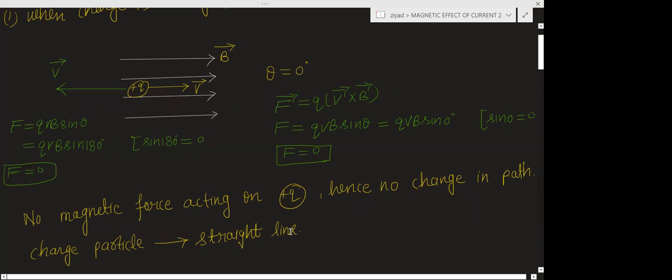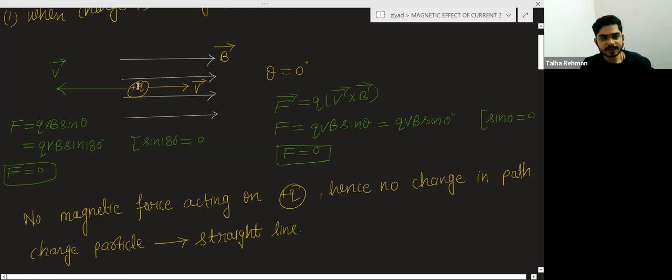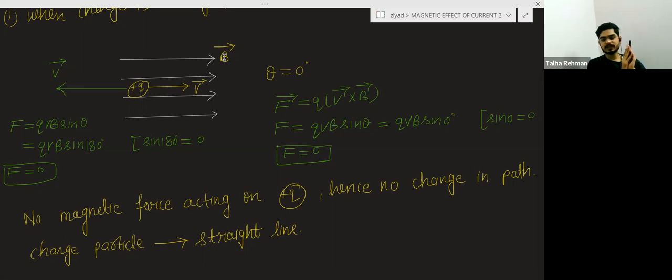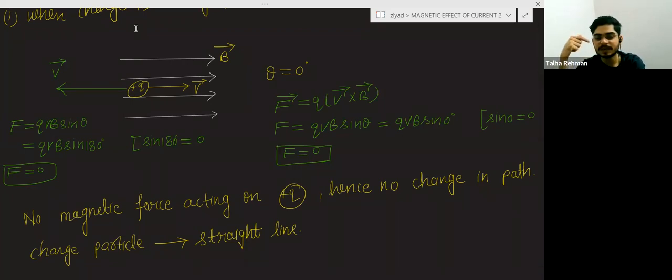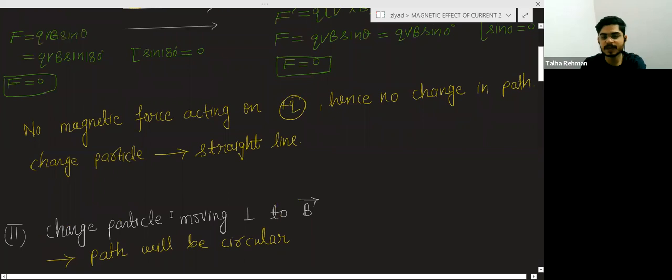Simple. Okay. Now, if your charge particle is moving 90 degree to the magnetic field, theta equal to 0 and theta equal to 180 we have discussed, means the charge particle is moving parallel and anti-parallel. Now, if your charge particle is moving perpendicular to the magnetic field, so this charge particle will have a velocity in this direction. Remember, in that case the charge particle will follow the circular path. This sign represents perpendicular to the magnetic field. The path will be circular.